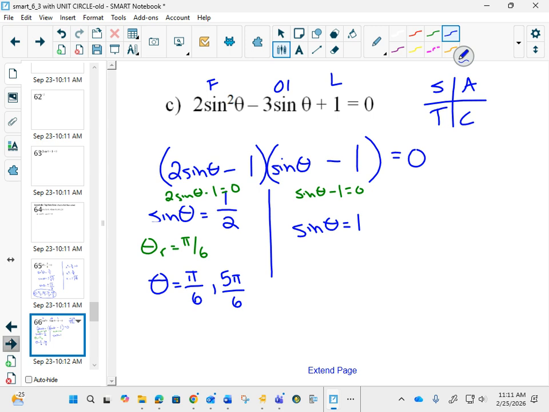Is the y coordinate ever equal to 1? Yes, that's an axis family. Which place? Y coordinate equal to 1, that's up here, is it not? So what angle is that? Pi over 2.